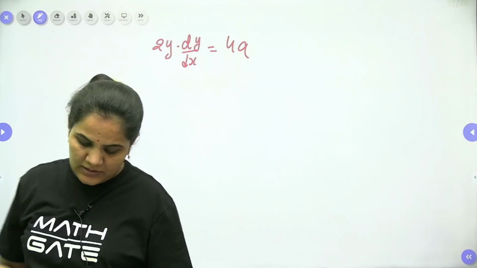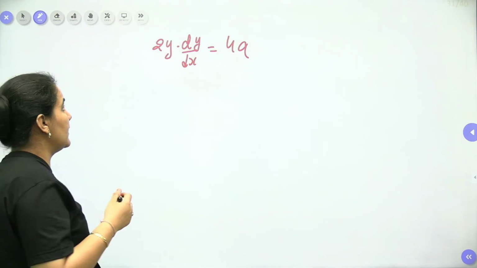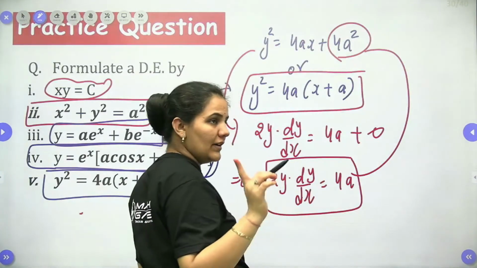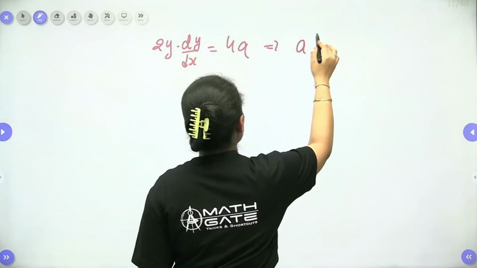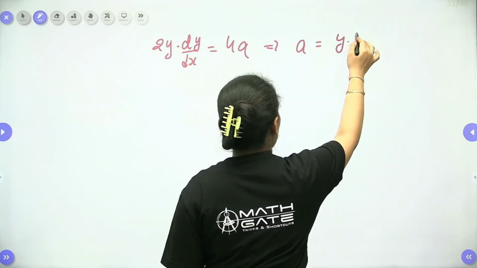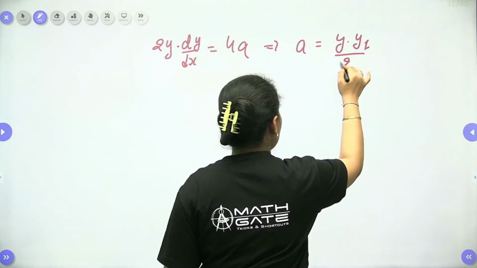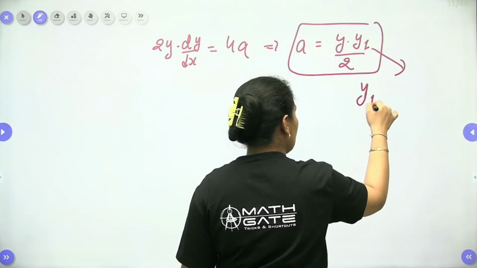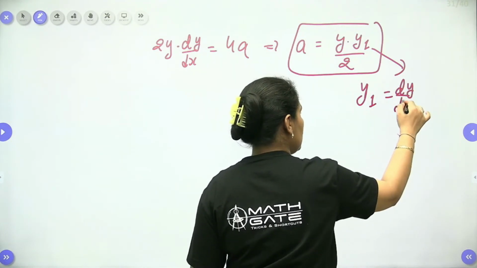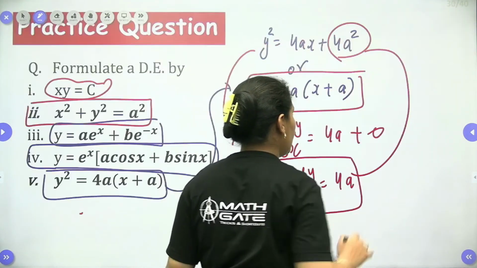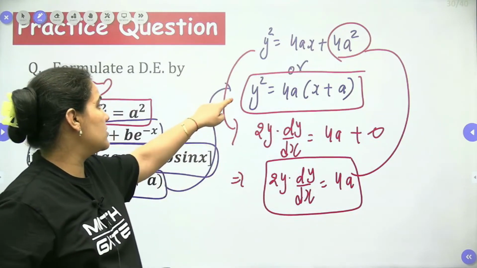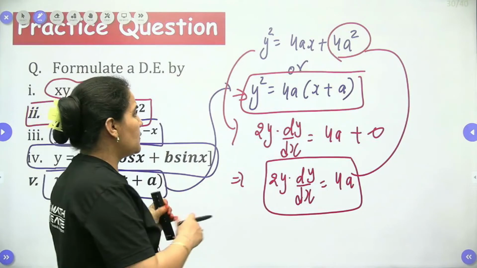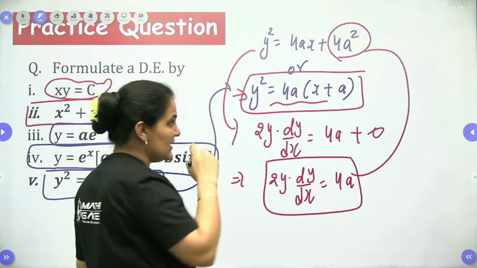Yes guys, exactly. So how can we approach it? We can write from here that a is equals to, you can write the value of a or 4a both, right? a is equals to nothing but y into y1 by 2. Now what is y1? This y1 is nothing but the first derivative, where y1 is equals to dy by dx, my dear students. So you can put the values in this segment only, or if you want you can put here only. So let's put here only, so you can approach easily.